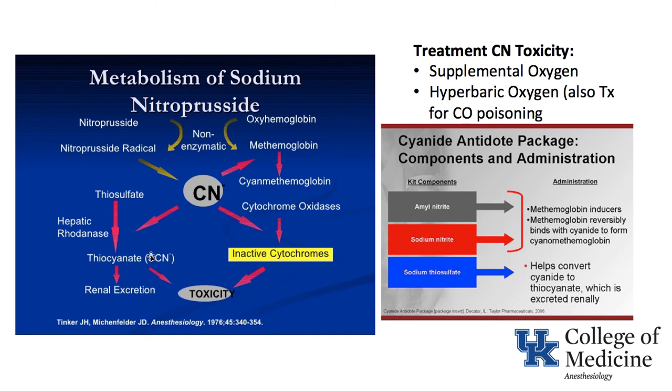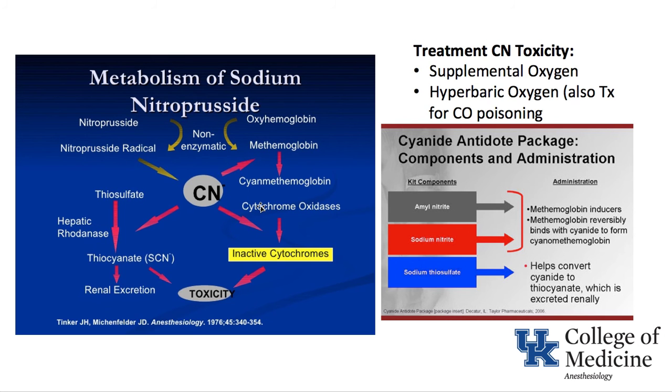That's the thiocyanate. Also, cyanide can bind to methemoglobin and form cyanomethemoglobin, and it becomes a real problem when it binds to cytochrome oxidases like cytochrome A3 and inhibits oxidative transport, causing the inability to use oxygen at the tissue level and concomitant acidosis. How do we treat cyanide toxicity? Give supplemental oxygen, yes. You can even put these patients in a hyperbaric chamber, which is a treatment for carbon monoxide poisoning also.